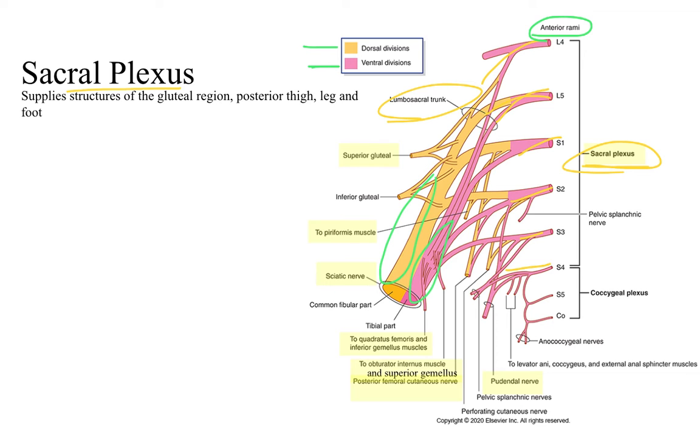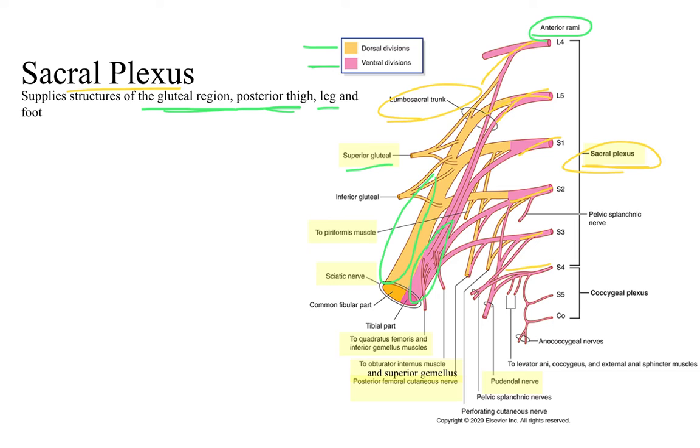So then what does the sacral plexus supply? Well, if you read here, the gluteal region. All right, so your gluteal muscles, posterior thigh, leg, okay, and by leg we mean lower leg, not the upper leg, which we refer to as the thigh, and the foot. So just a brief summary of the muscles that are going to be supplied.